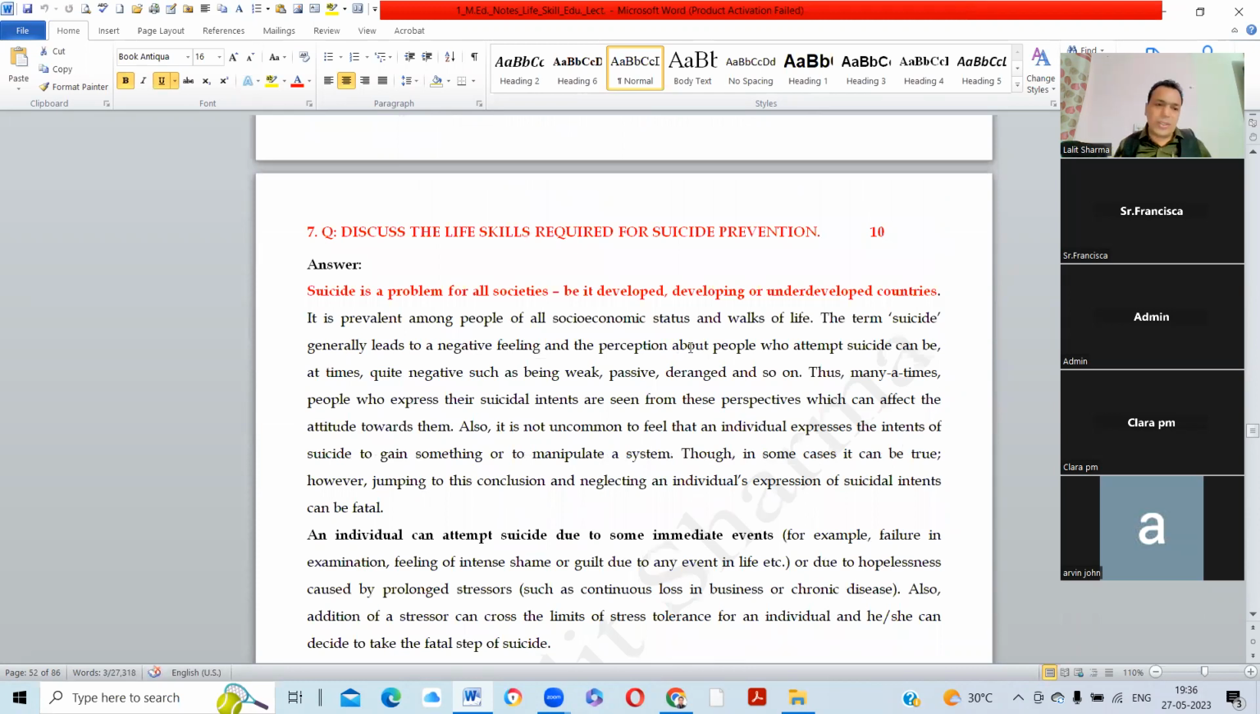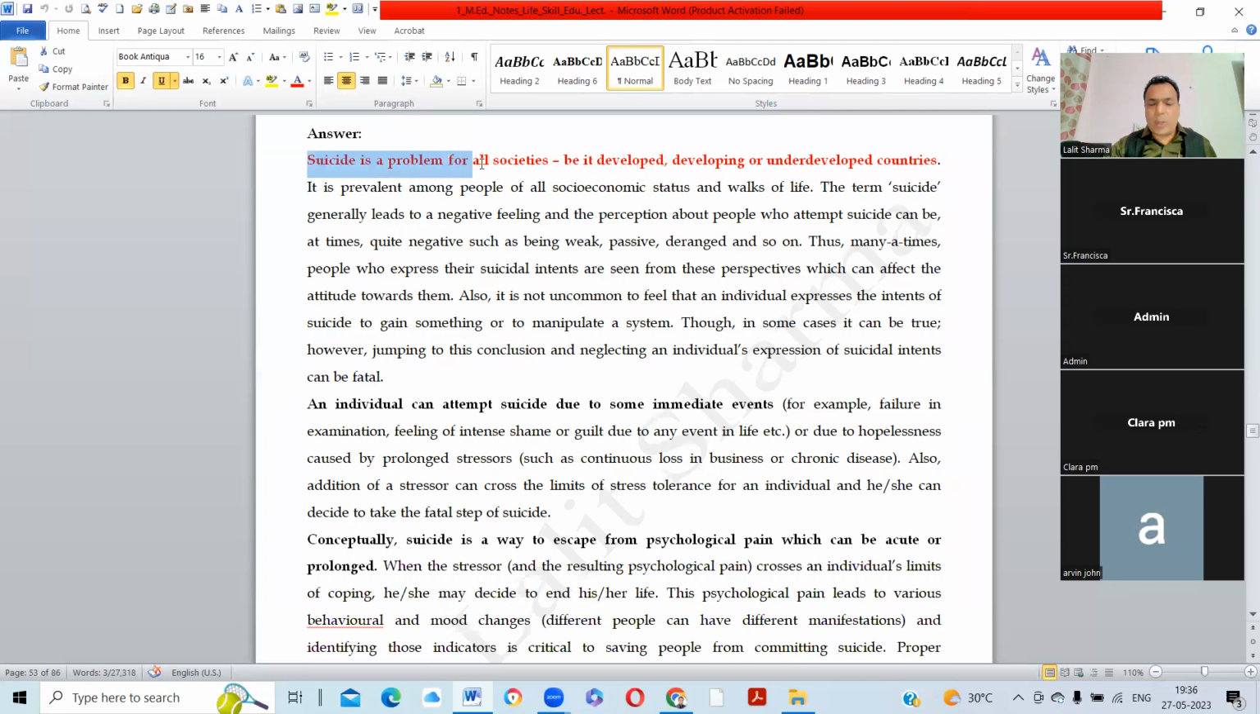Next question is, discuss the life skill required for suicide prevention. See how important this is, right? This question always comes. Life skill programs required for suicide prevention. Suicide is a problem of all societies, be it developed, developing or underdeveloped countries. It is prevalent among people everywhere.